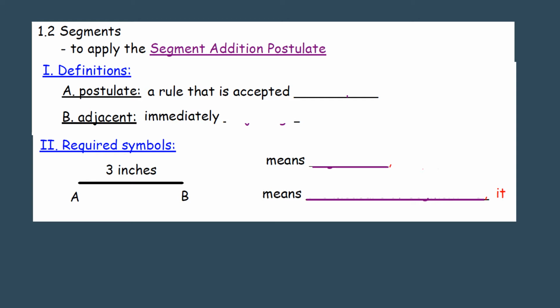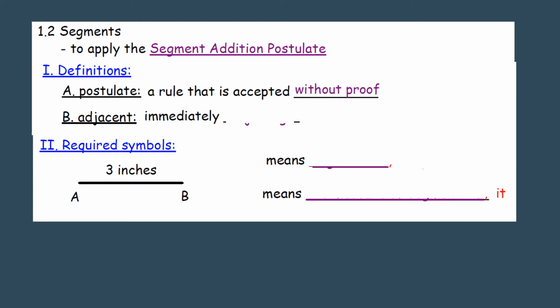And you know from past experience what a definition is. It tells you what something is, what its characteristics are. So a postulate is a rule. Everything we do in geometry is based on some kind of rule. Definitions are actually a type of rule, but a postulate is a rule that is accepted without proof.